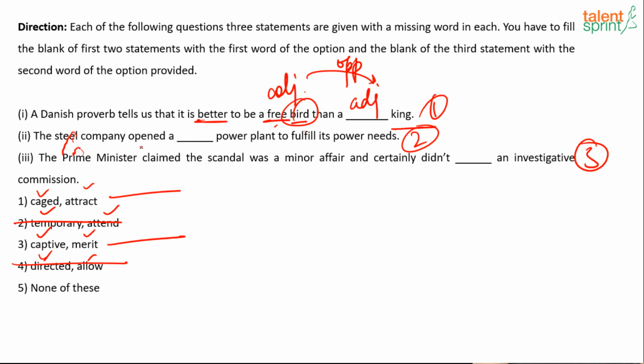The steel company opened a dash power plant to fulfill its power needs. What power plant are we talking about? Should it be caged power plant? No, we are not looking for caged power plant, are we?